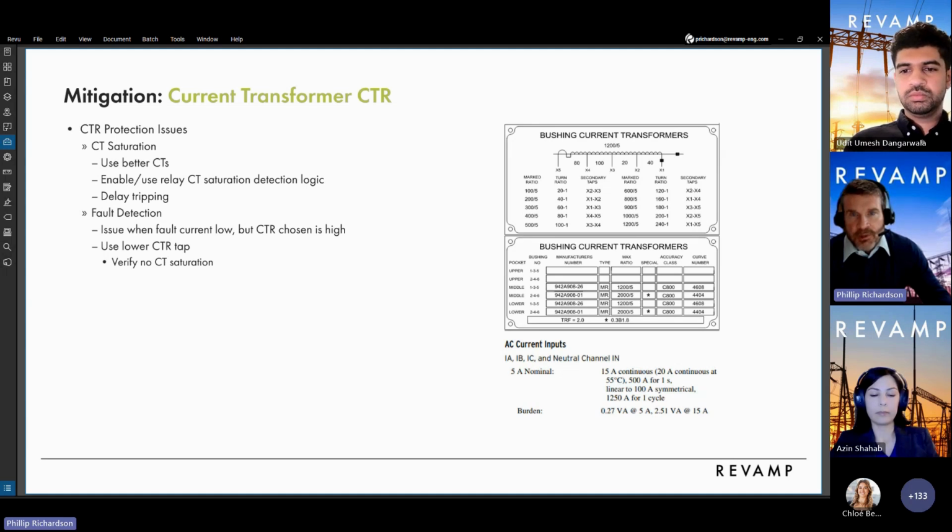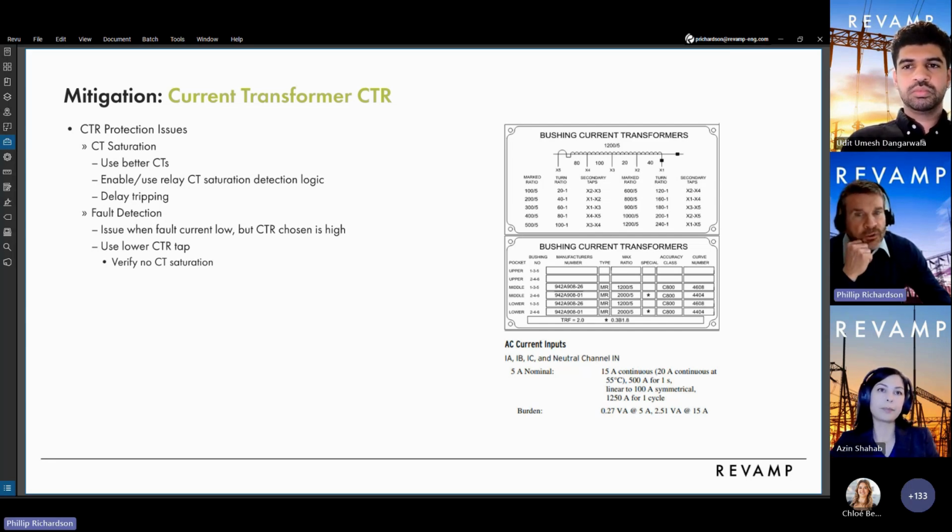CTR protection issues. We brought this up previously, but I want to mention it again. If there are CT saturation issues, how do you mitigate them? The easiest thing to do is just use better CTs. Use a C800 CT instead of C400. Make sure you're properly choosing your CTR. Another way is that most modern-day differential relays, whether bus differential or transformer differential, have CT saturation logic, so enable that. Another thing you can do is delay tripping, which is basically what the CT saturation logic does.